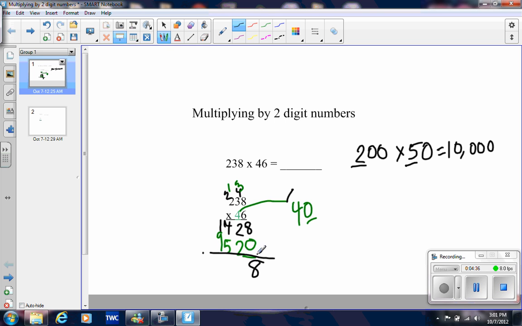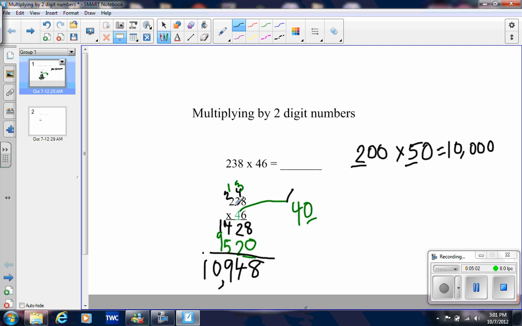So I've got 8 here. 2 and 2 is 4 here. 4 and 5 is 9 here. And 9 and 1 is 10. Okay, so I get an answer that's 10,948. I was expecting an answer that was 10,000. And so I can see that that's fairly close, and it seems like my answer should make sense. It's always good to go back and double check just to make sure.